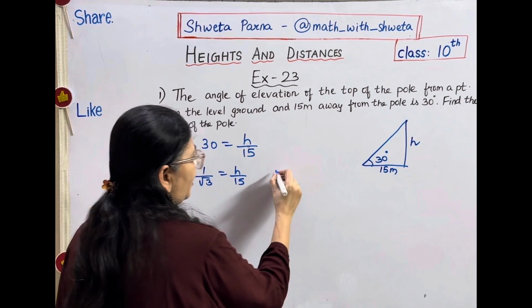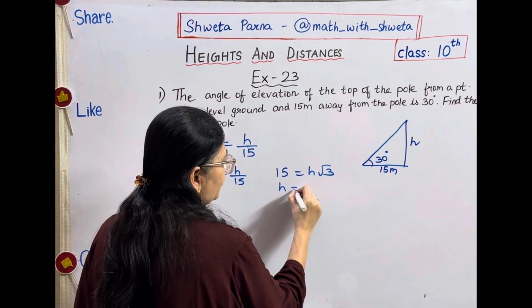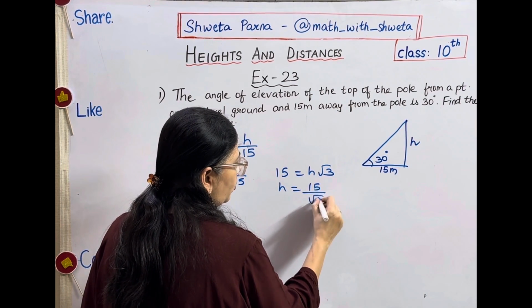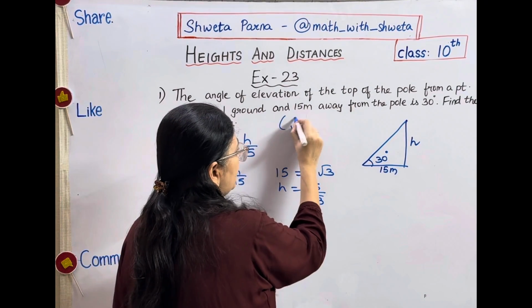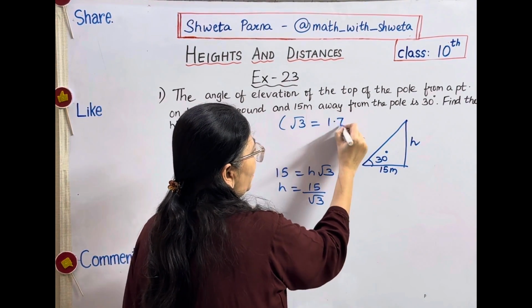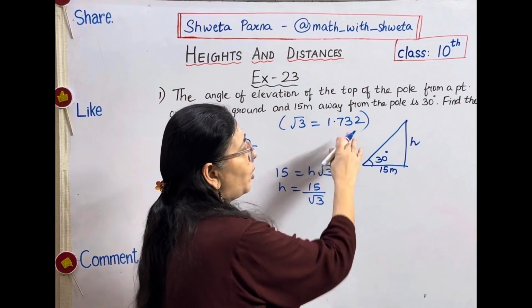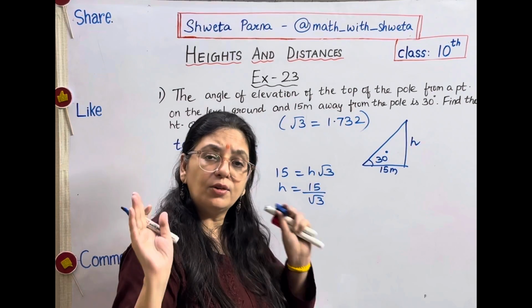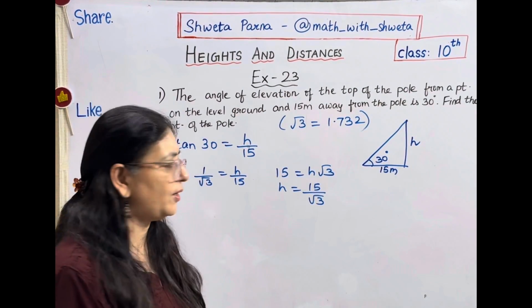Cross multiply, 15 is equal to h root 3. So h is equal to 15 upon root 3. Now the value of root 3, always remember the value of root 3 is 1.732. If in the question it is given as 1.732, you will take that. Otherwise you will have to take the value of root 3 as 1.732.